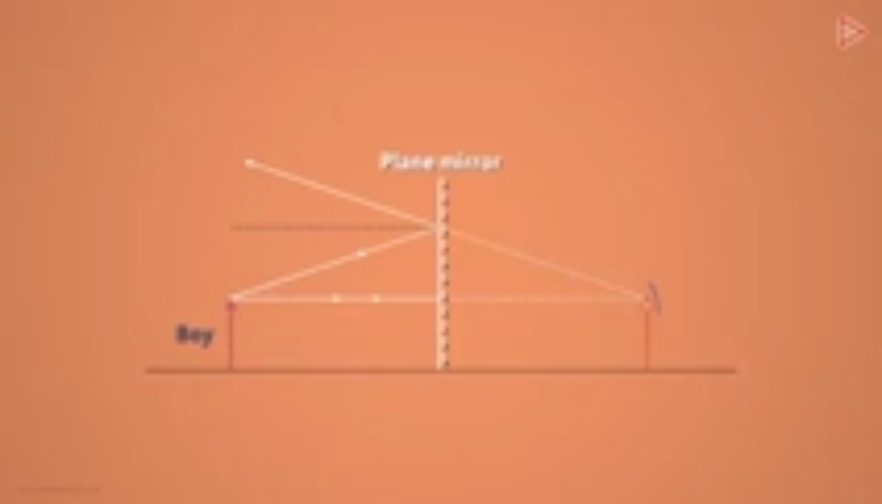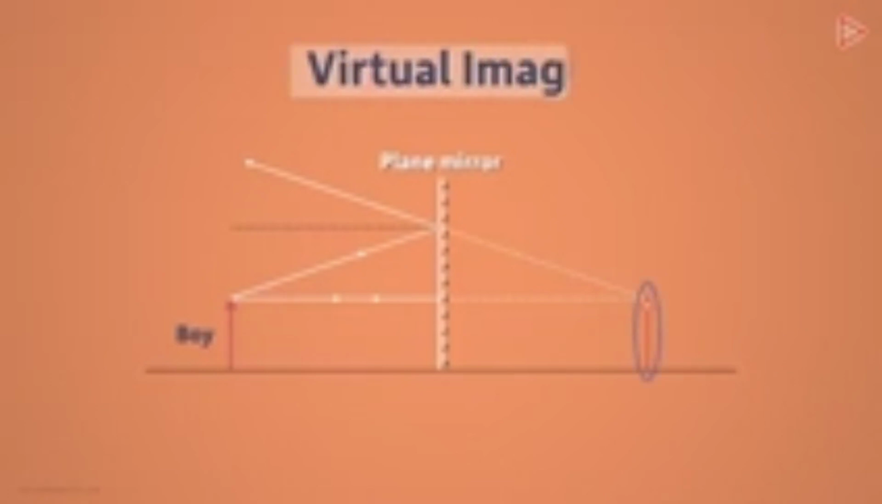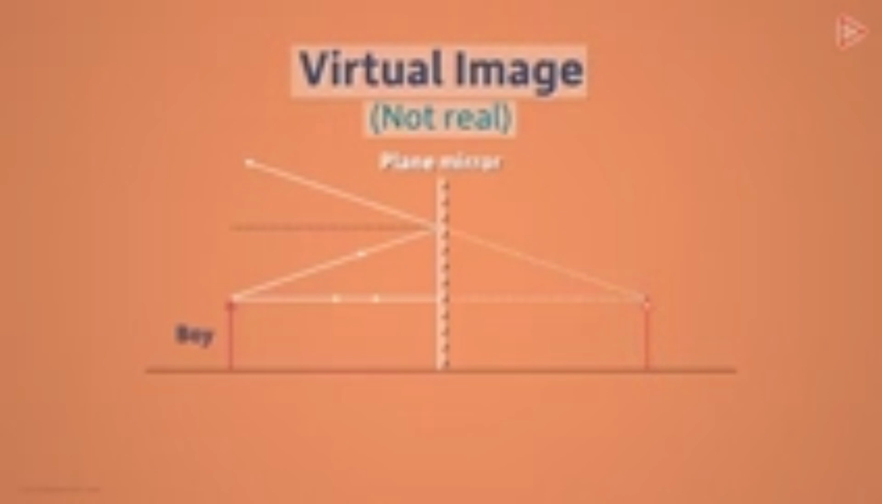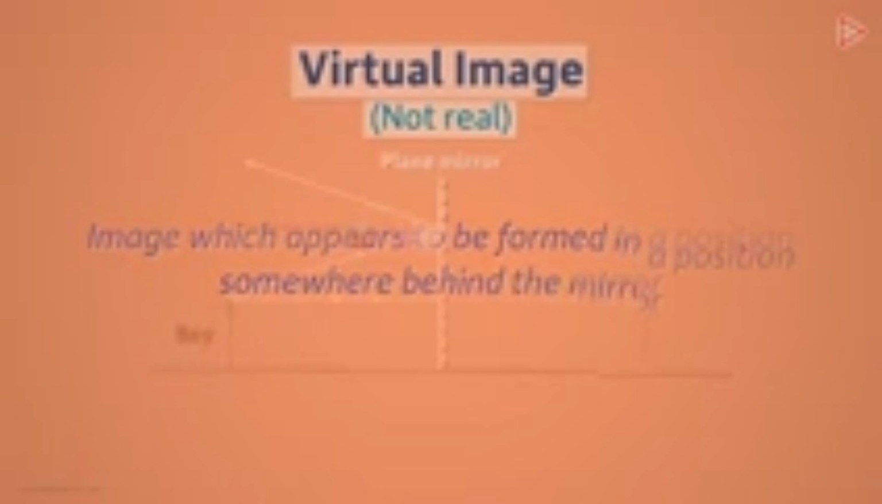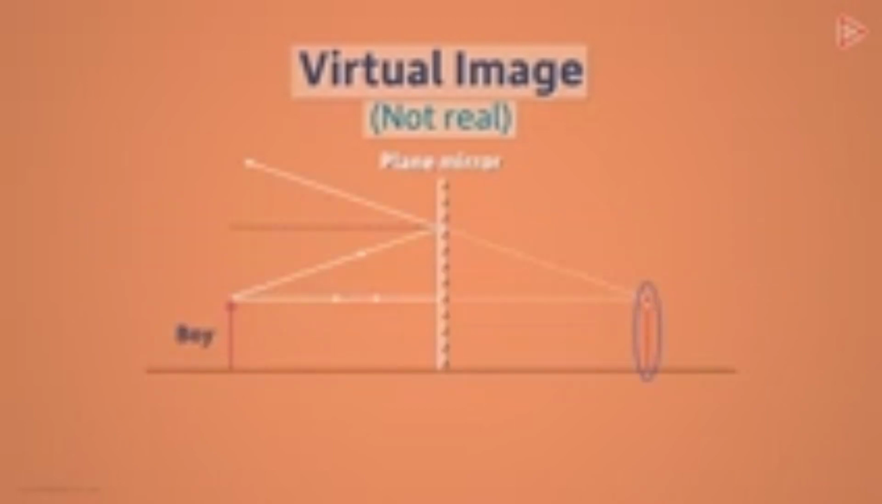So we say that the image formed here is virtual, or in other words, not real. You can think of a virtual image as an image which appears to be formed in a position somewhere behind the mirror. But in reality, it isn't there. A virtual image is formed when the light rays diverge after reflection from the mirror. Every plane mirror forms a virtual image.